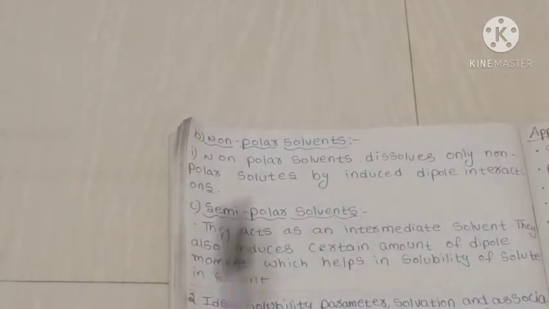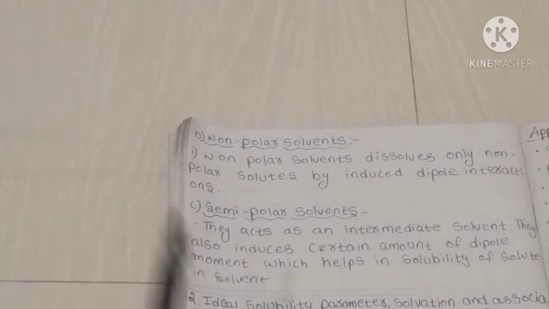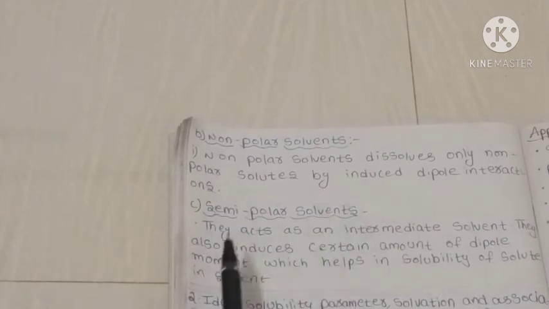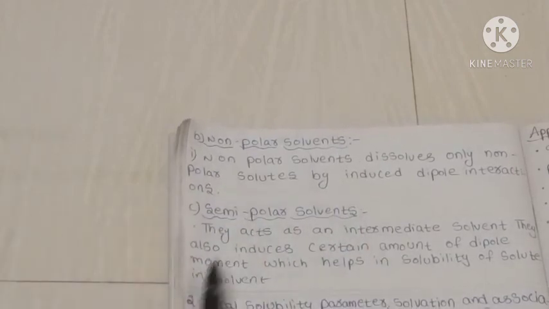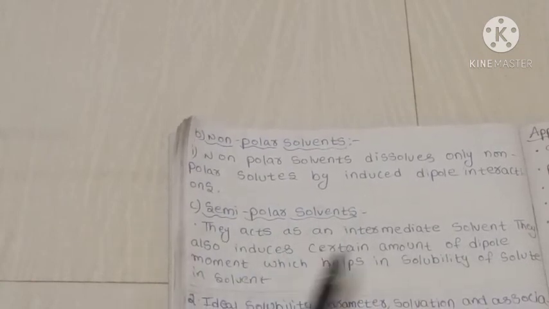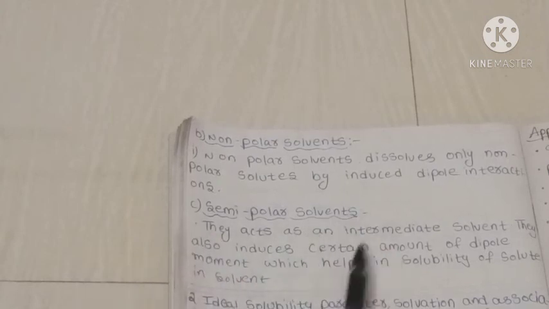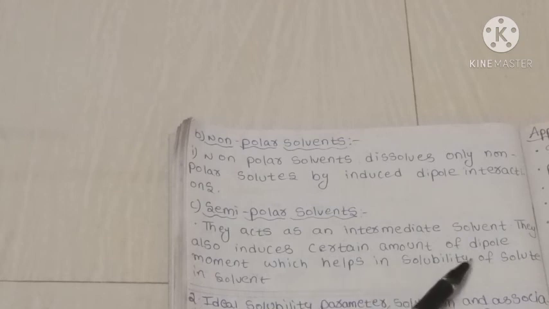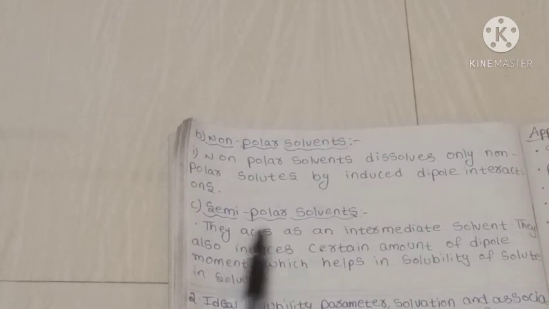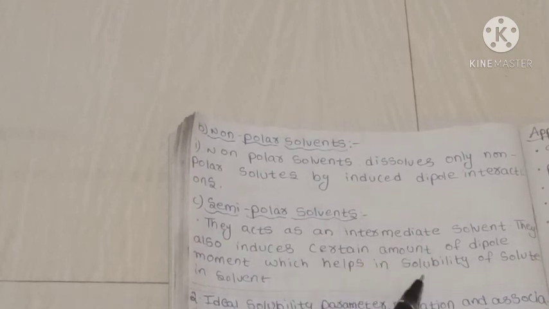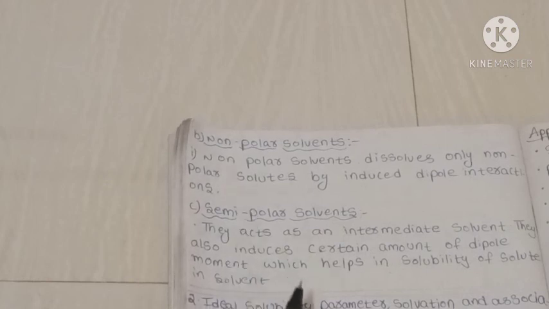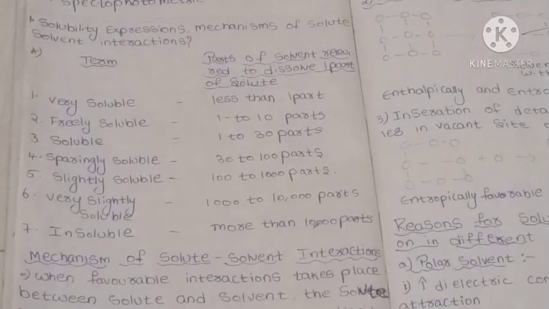The third reason is semi-polar solvents, which may be neither fully polar nor non-polar. Simply we can say semi-polar solvents act as intermediate solvents. They induce a certain amount of dipole moment, which helps in the solubility of the solute in the solvent. This is the overall solubility expression and mechanism of solute-solvent interaction.